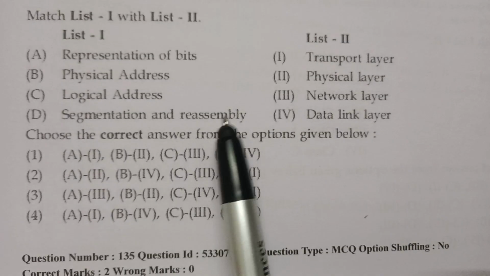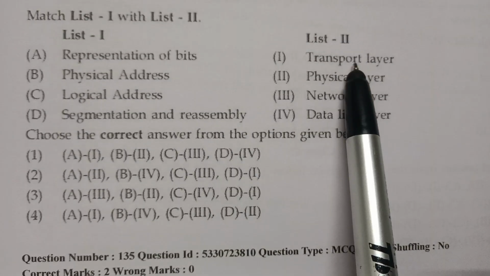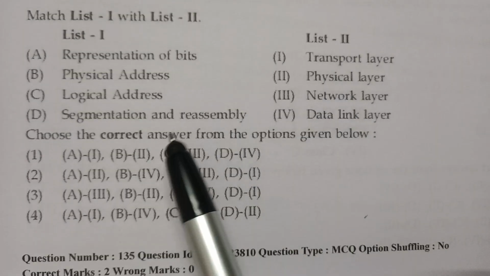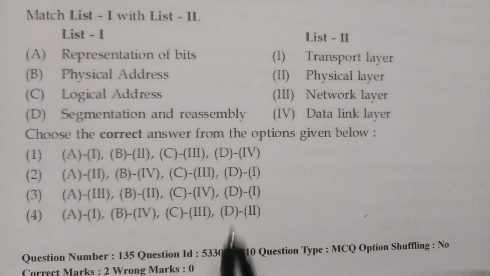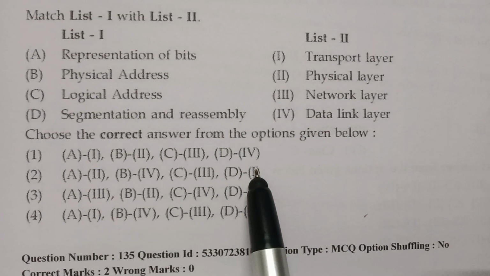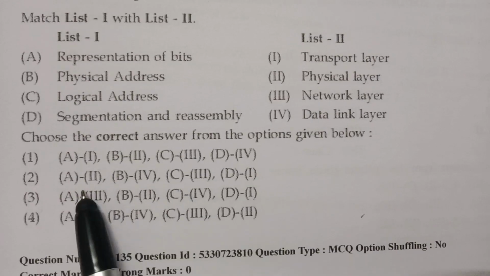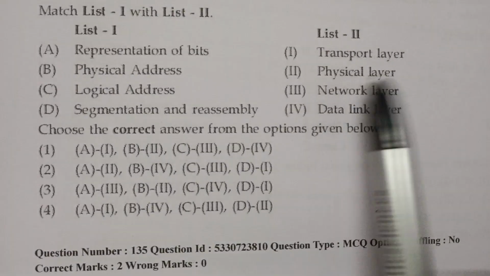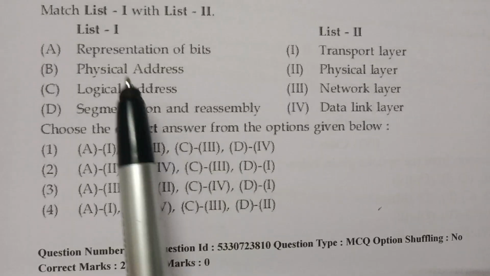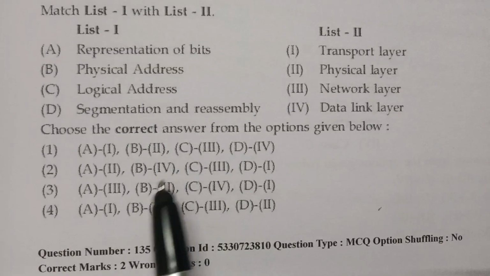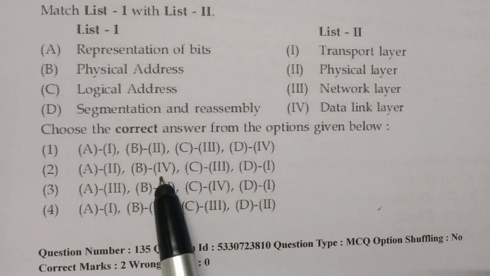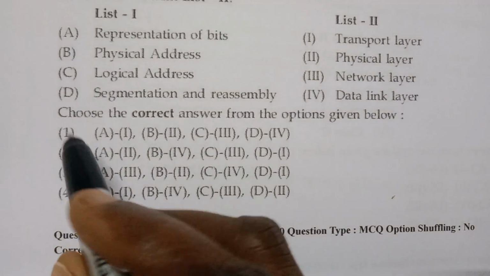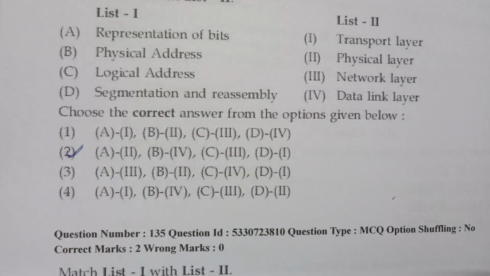And then you know segmentation and assembly, that is the transport layer. Transport layer will convert into segments and assemble. So D matches with 1. So C3 and D1, the option is 2. So A2, representation of bits is the physical layer. Only in the physical layer are bits represented, and physical address is represented by the data link layer. So the correct option is option number 2.